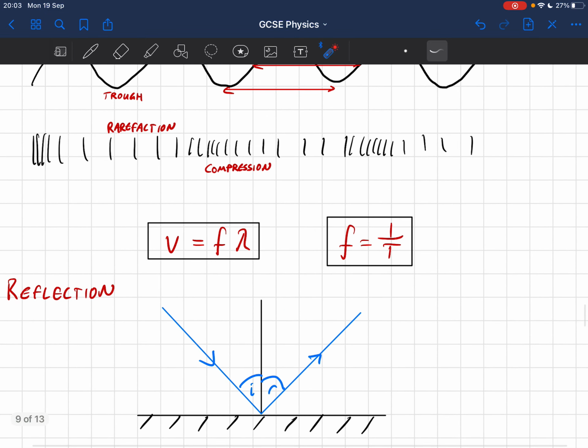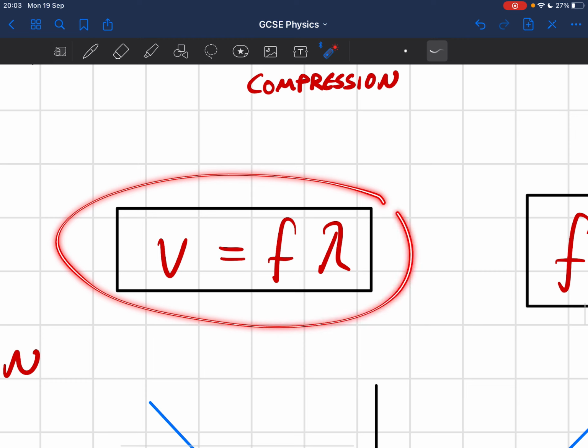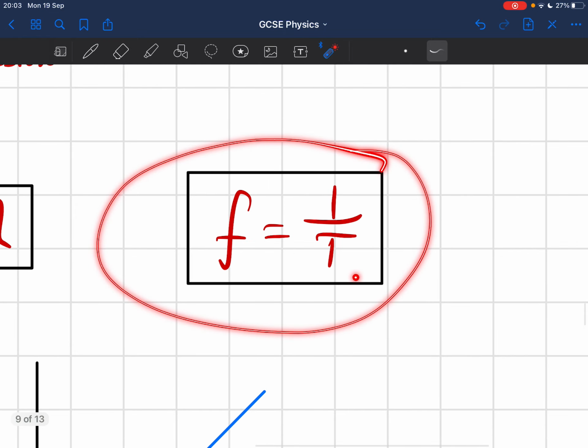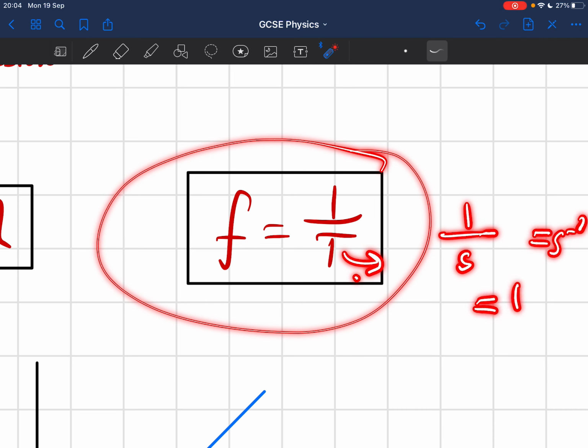The wave equation is velocity is equal to frequency times the wavelength. Frequency is measured in hertz, and hertz is given as seconds to the -1 or 1 over seconds, and that comes from this equation where frequency is equal to 1 over time. Time being measured in seconds, so the measurement for frequency is 1 over seconds, which is seconds to the -1, which is equal to hertz.